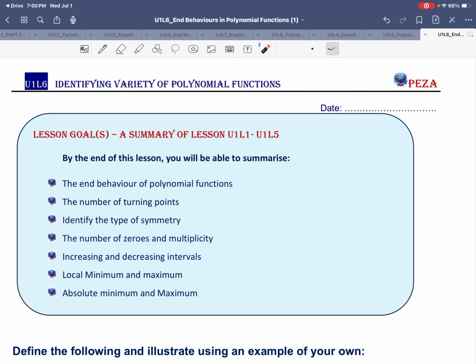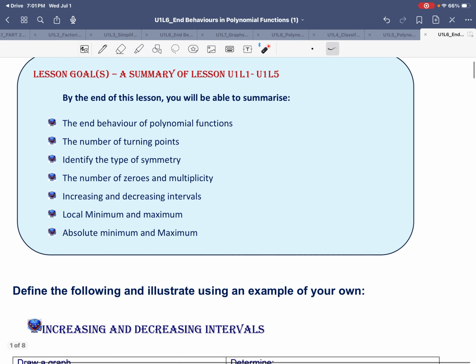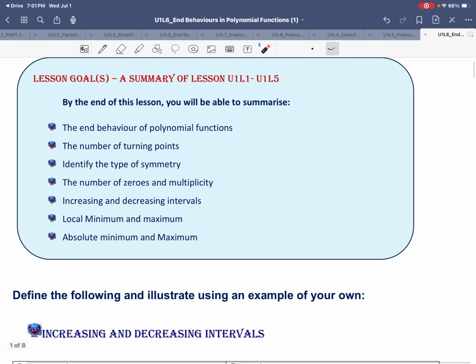Now, this summary will prepare us for our next lesson where you will learn how to perform a complete analysis of the graph of a polynomial function. Think of this lesson as a comprehensive review to help you prepare. So let's begin by reviewing increasing and decreasing intervals.